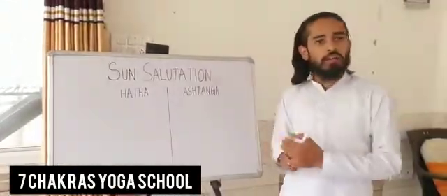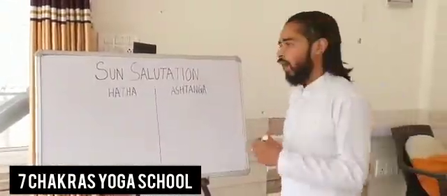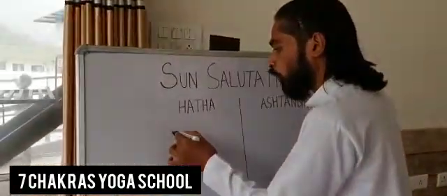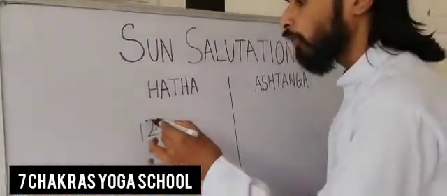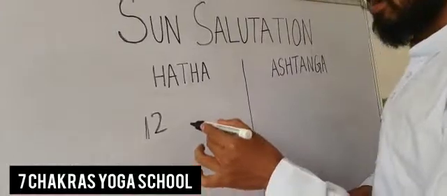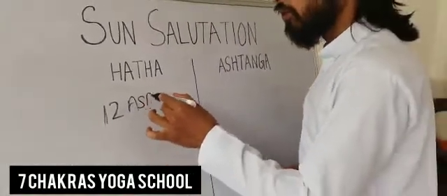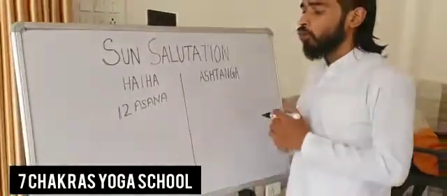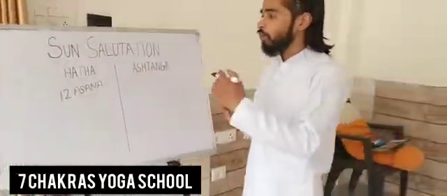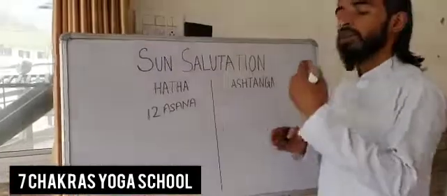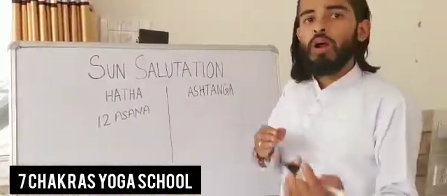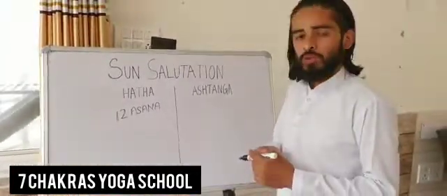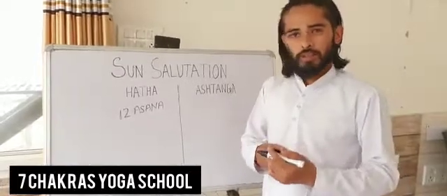In Hatha yoga, we have 12 asanas in a half round, and we complete it. This is only a half round. In a half round we have 12 asanas. When we complete the same sequence with the other leg, that becomes one round of the Hatha sun salutation. So how many asanas are there in the Hatha sun salutation?